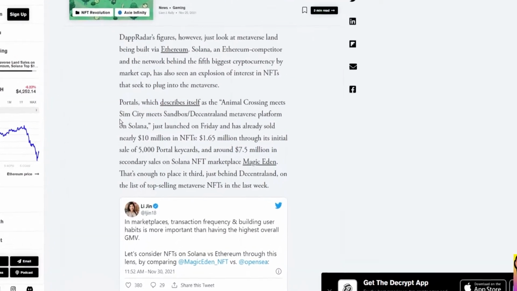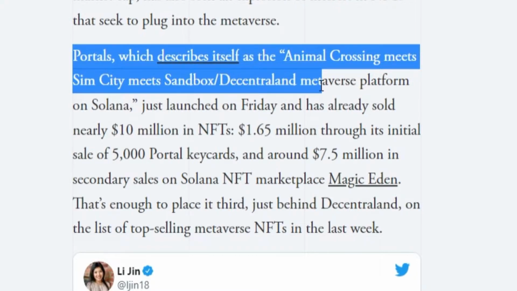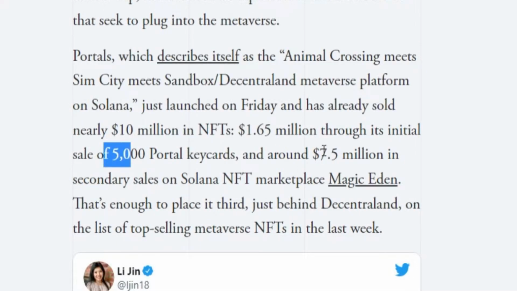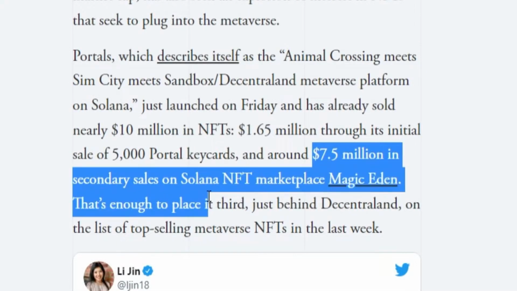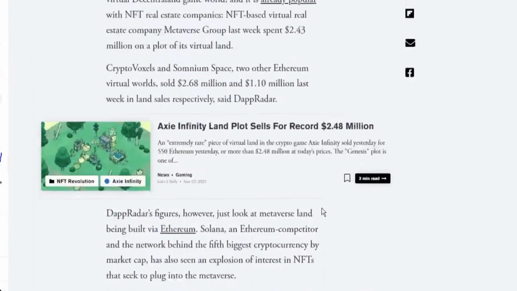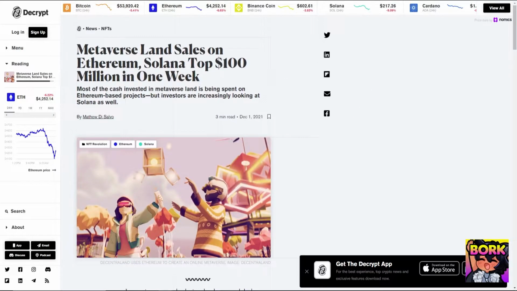The most important part that I want to look at right here is Portals, which describes itself as Animal Crossing meets Sims, and they did a raise of 1.65 million with their sellout of the 5,000 key cards. And then there's been 7.5 volume in sales in secondaries, which is through Magic Eden, and that obviously has me bullish on Portals for the long term because metaverses are really hot.